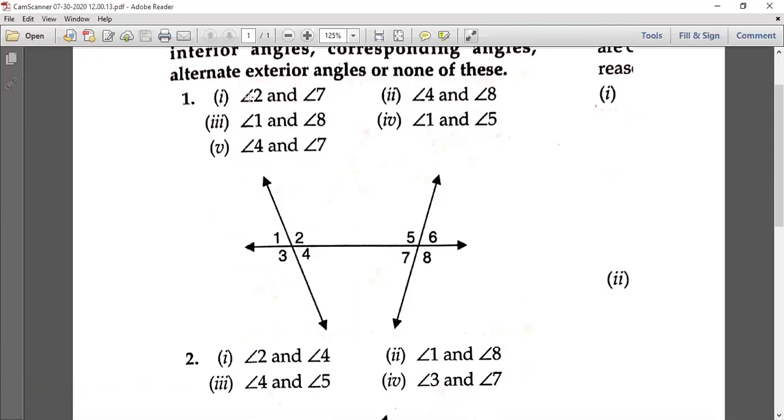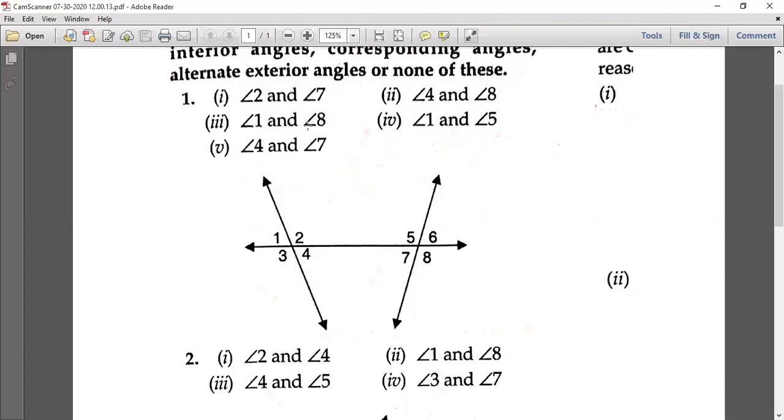Part 1 is angle 2 and angle 7. You can see angle 2 and angle 7 lie in the interior of the two lines and on the alternate side of the transversal. Hence, these angles are alternate interior angles. Angle 4 and angle 8: they are on the downside of the transversal, that means on the same side of the transversal and above both of the lines. So these angles will be identified as corresponding angles.